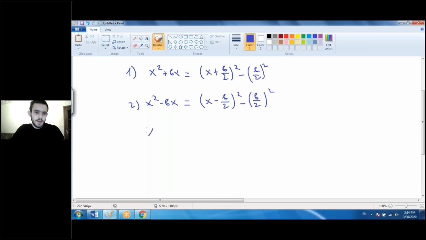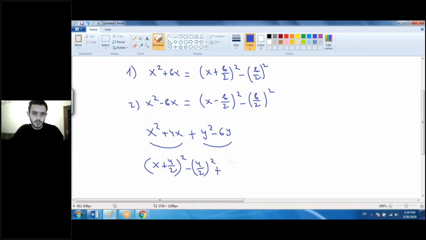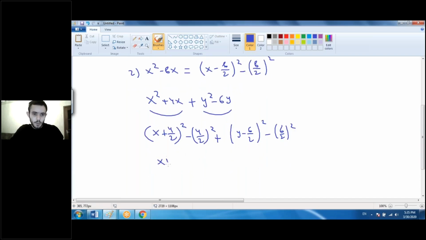For example, you have x² + 4x + y² − 6y, and in order to convert it into the form of the circle equation, you will have to use these formulas. So we will have (x + 4/2)² − (4/2)² + (y − 6/2)², where 6 over 2 is 3, minus (6/2)². So we will have (x + 2)² − 4 + (y − 3)² − 9.